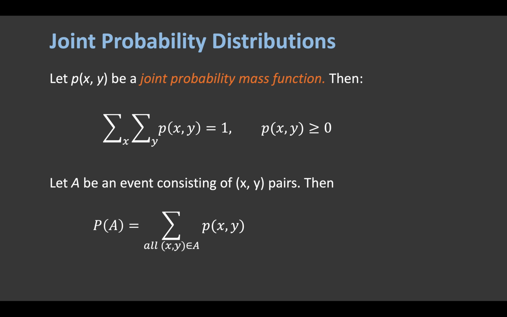So we know the mass function. Then let A be an event consisting of x and y pairs. Then the probability of event A just equals the sum of the probabilities of each pair belonging to event A. We sum them up, and that gives us the probability of A. It's pretty similar to what we had before, where maybe we had p(x) with x belonging to A, or p(y) with y belonging to A. Now we sum over both random variables together. So pretty similar.